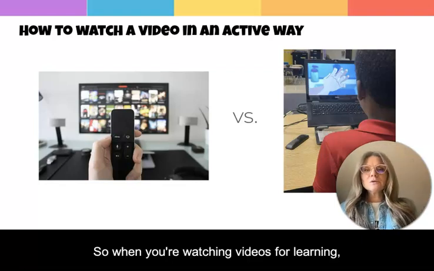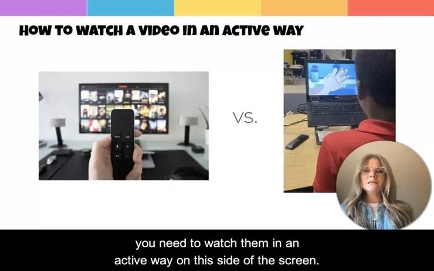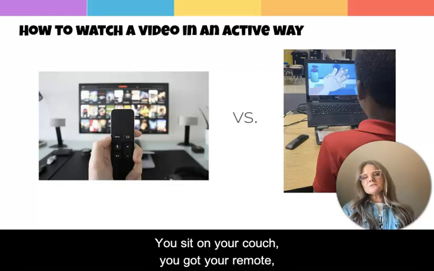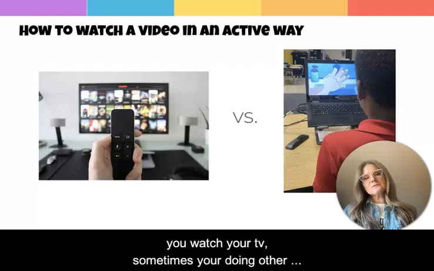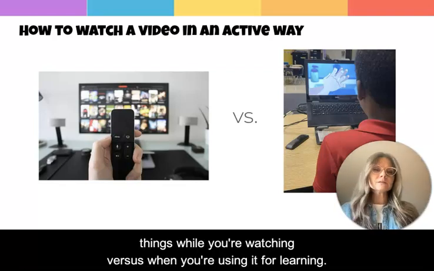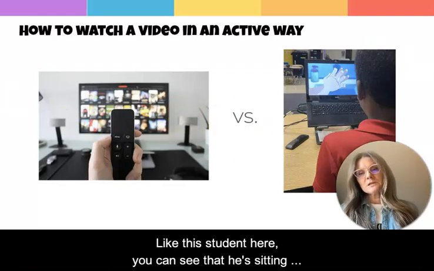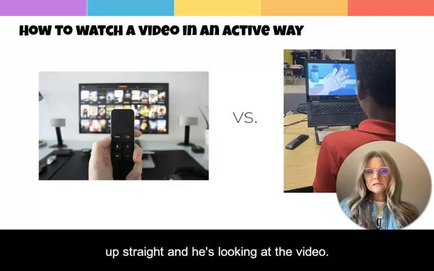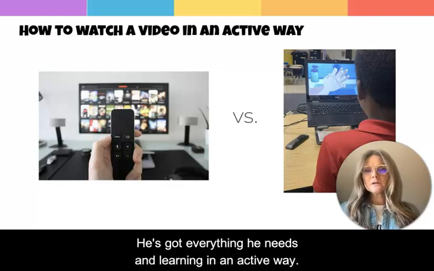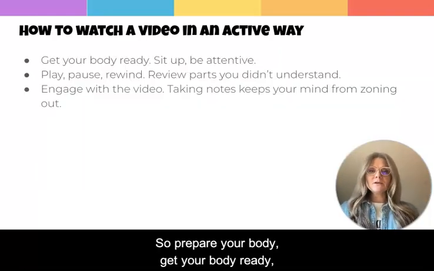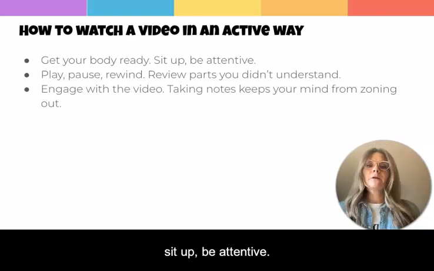So when you're watching videos for learning, you need to watch them in an active way. On this side of the screen, this is how you watch for entertainment, right? You sit on your couch, you got your remote, you watch your TV, sometimes you're doing other things while you're watching. Versus when you're using it for learning, like this student here, you can see that he's sitting up straight and he's looking at the video, he's got everything he needs, and learning in an active way. So prepare your body, get your body ready, sit up, be attentive.